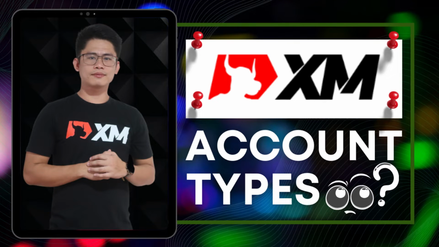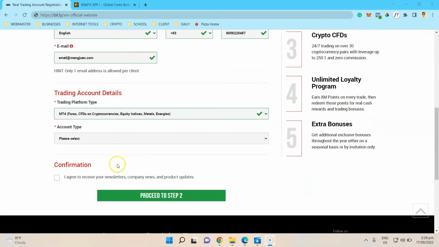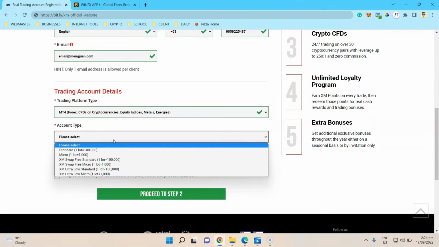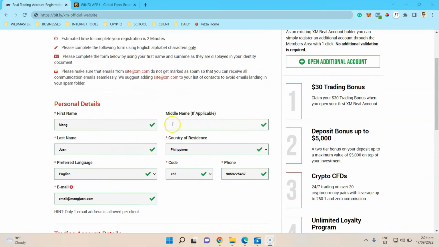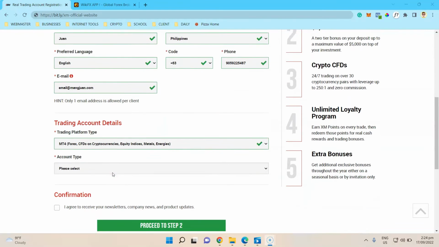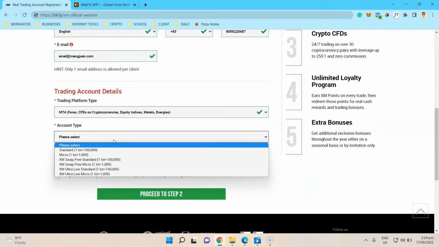I'm one of XM partners in Southeast Asia, and in today's video, I'm going to share a beginner's guide about XM account types. You may be in the process of creating an XM trading account right now, and the form asks you what type of account you want. And it's kind of confusing because there are multiple account types here.